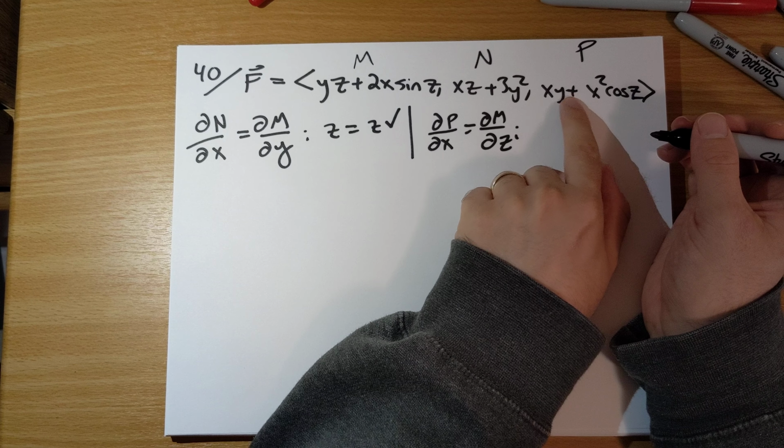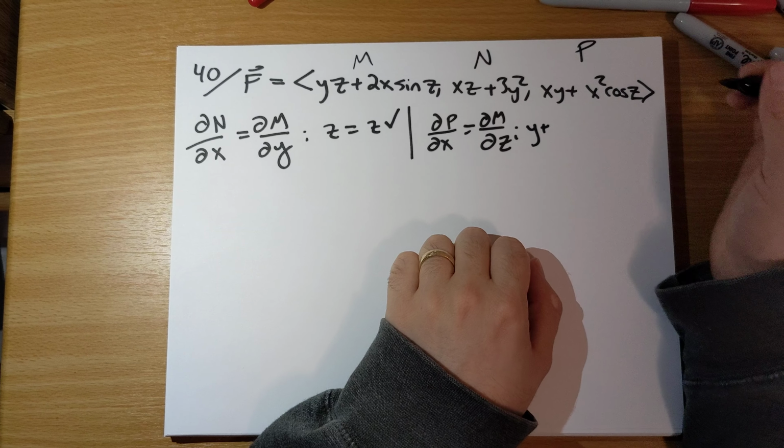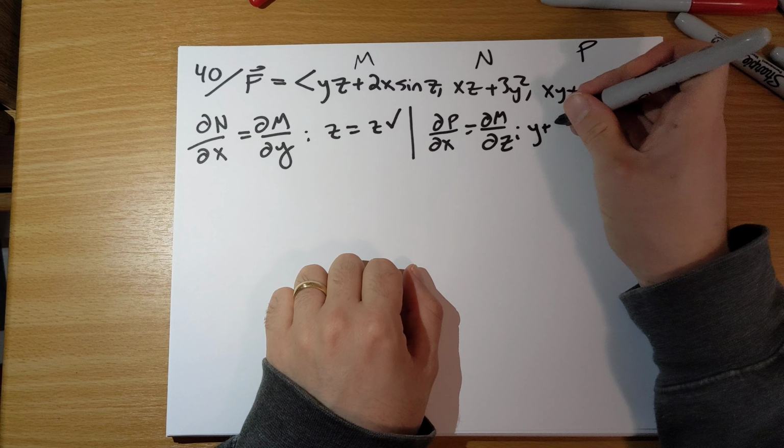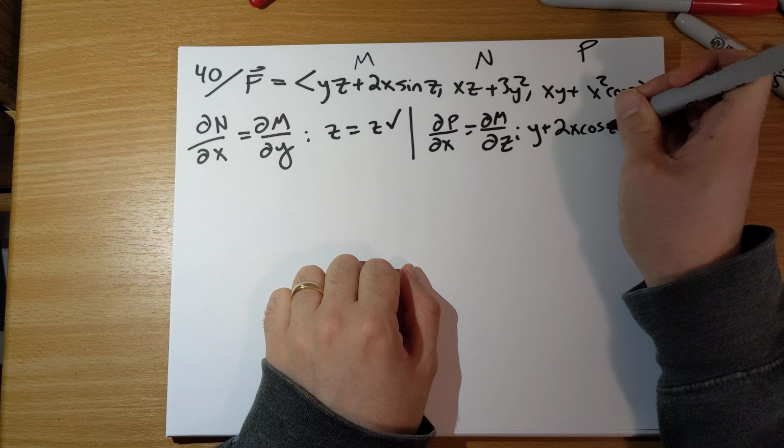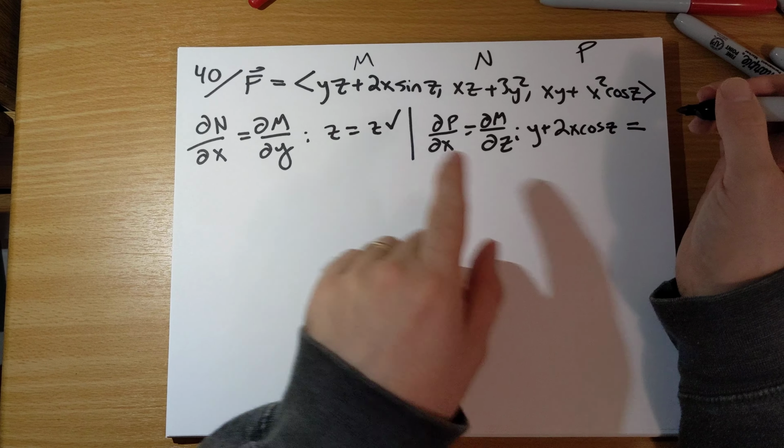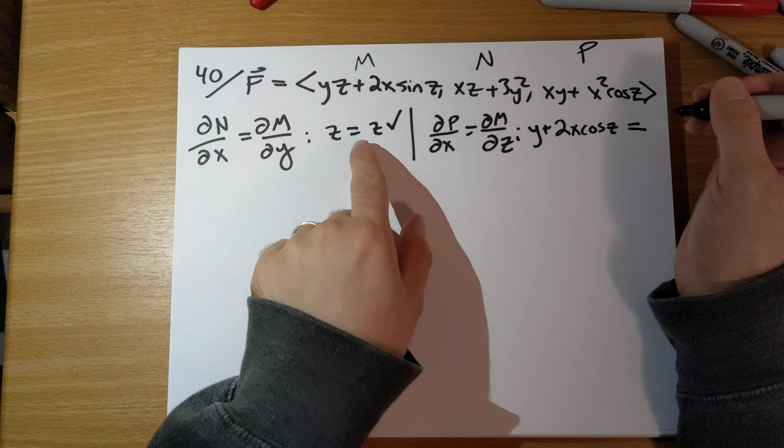The partial derivative of this with respect to x is y plus 2x cosine z. And this is equal to y plus 2x cosine z. That is the partial derivative here, so that checks.